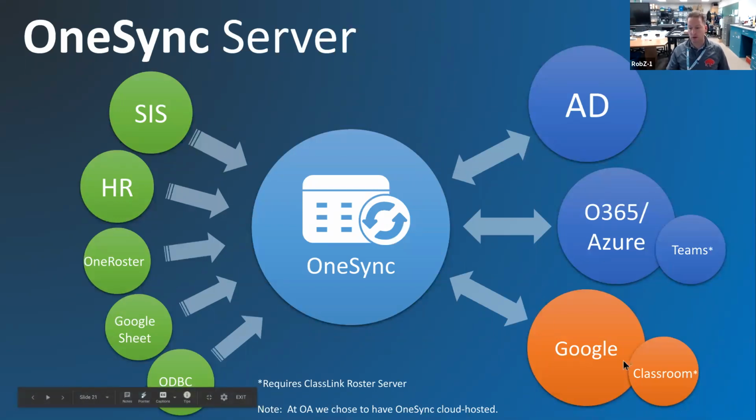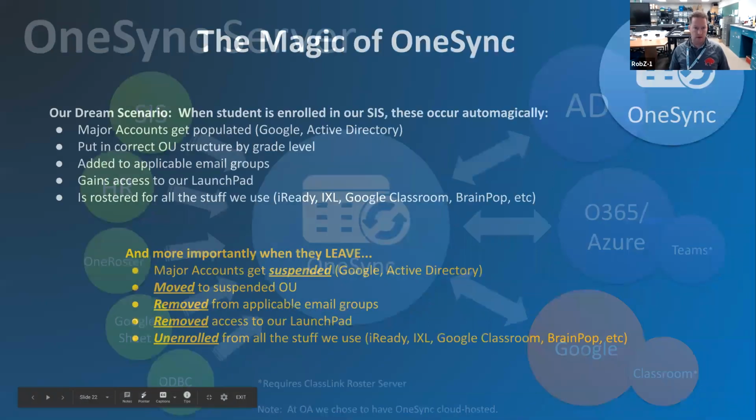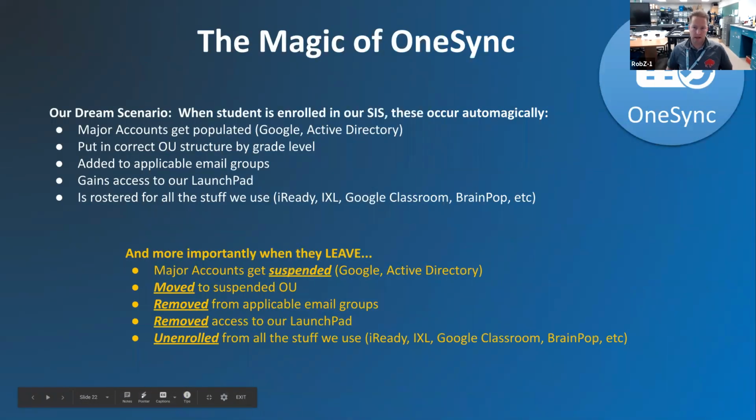Google is what we're using, and notice Google Classroom, little asterisk there, is telling us requires the ClassLink roster server. Google Classroom for us is populated and maintained daily, through automatic sync. So I don't have to worry about adding or removing kids, and our teachers don't have to do that either. So on to the next slide here, the magic of OneSync.